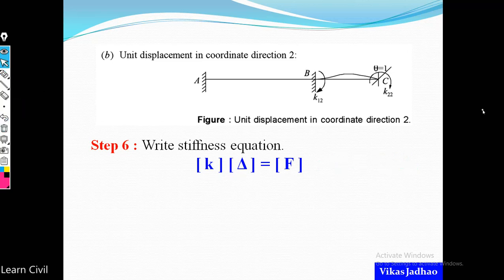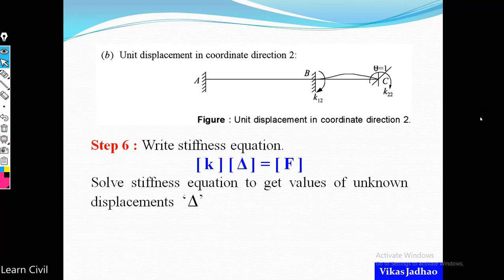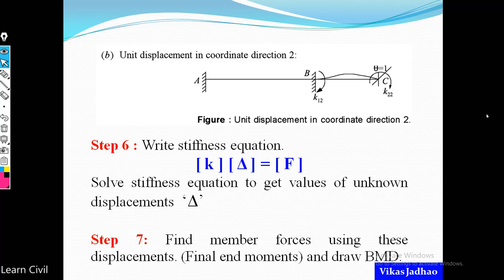After solving this stiffness equation, we will get the values of unknown displacement, that is delta, and then we can find out the final end moments or member forces by substituting the values of delta in the stiffness equations, and then the last step will be to draw the bending moment diagram.